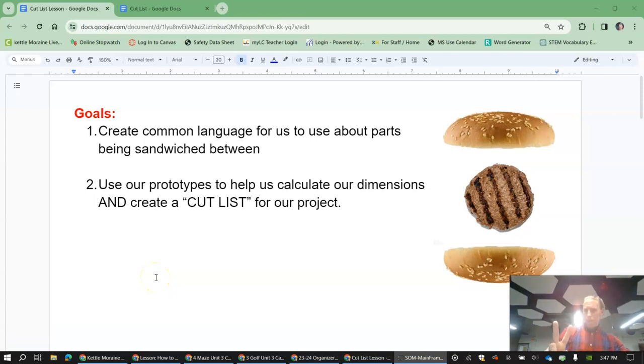We have two main goals for this lesson. Our two goals are to create a common language for us to use about parts being sandwiched between.